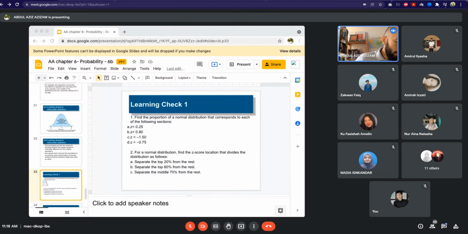Good. Okay, for the normal distribution, find the z-score location that divides the distribution as follows. Separate the top 20% from the rest. Top 20%. So kalau kita buat z-score, top will be on the right. Kita ambil 20% di atas. So, maksudnya 80% lagi kita tak nak tengok. So, kita ambil tail 20% lah.